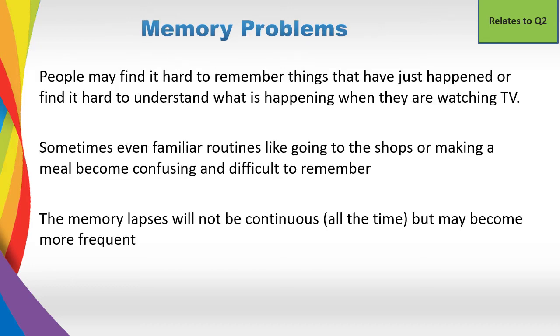With regards to memory problems, people find it hard to remember things that have just happened, such as what they're talking about. So if they're having a conversation, it might be very hard to remember what the person just said to them. It could be very hard to follow a TV programme that they're watching. Sometimes familiar things like going to the shop or making meals can become confusing and difficult to remember. But these memory lapses won't happen all the time, but they will become more frequent.